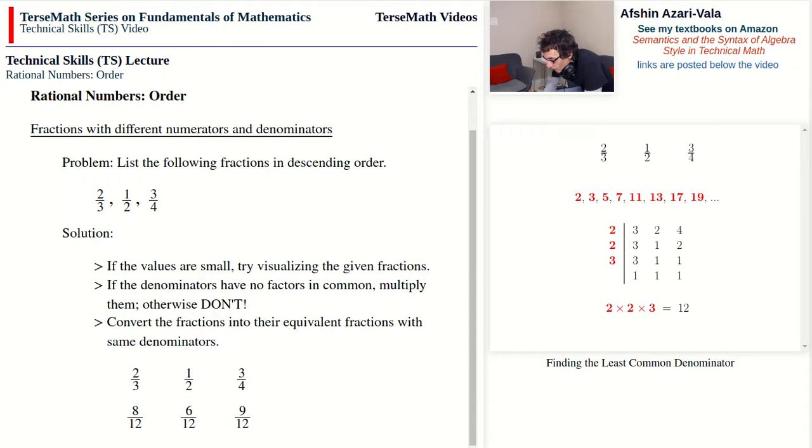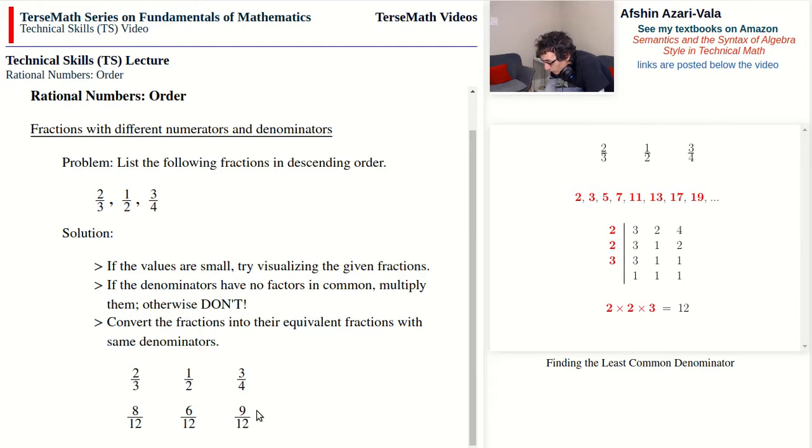And we end up with the equivalent fractions that have the same denominators. Okay, now because denominators are the same, all the pies are cut into the same number of pieces overall, and therefore one piece of the pie from any one of these fractions has the same size as one piece of the pie from any other one of these fractions. And therefore the one with the most number of pieces is the largest.